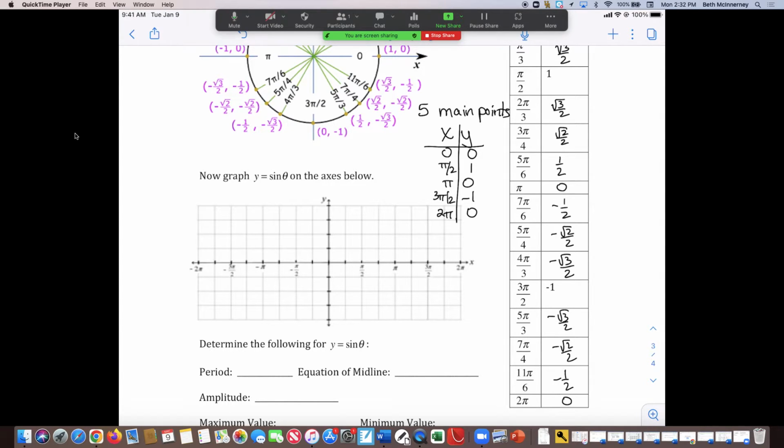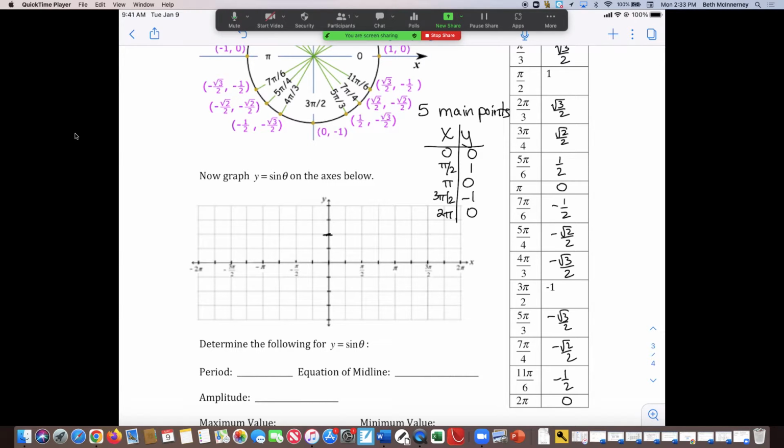Okay, but these are called the 5 main points. You don't ever need to memorize them, but what's going to inadvertently happen is you're going to remember them because we're going to use this so many times. But personally, I don't memorize them. I know on my unit circle, if I know those 4 points going around, because 0 and 2 pi are the same, I just have to remember that the sine of theta is my y coordinate around the unit circle. If I know that, then I can do everything else.